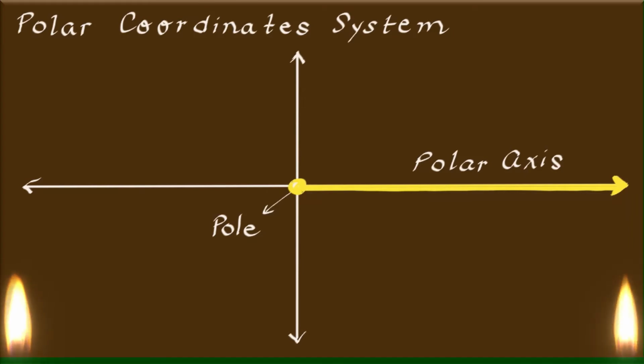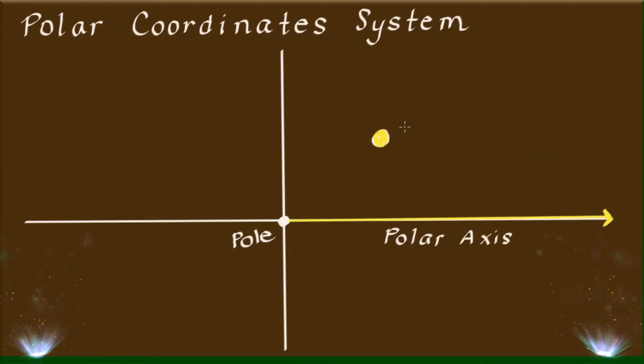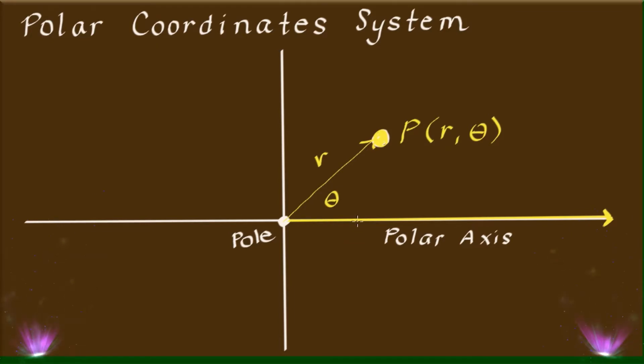Note that the origin in rectangular coordinates coincides with the pole in polar coordinates, and the positive x-axis in rectangular coordinates coincides with the polar axis in polar coordinates. Each point in a polar coordinate system is associated with an ordered pair (r, theta), in which r is the distance of the point from the pole and theta is an angle formed by the polar axis to this ray.